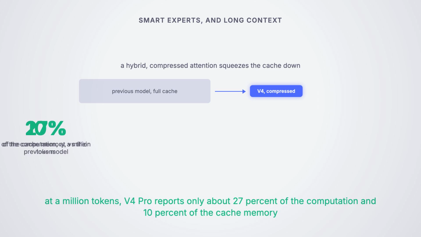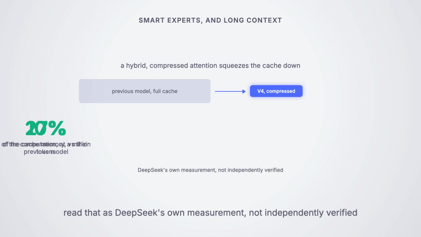DeepSeek reports that at a million tokens, V4 Pro uses only around 27% of the per-token computation and 10% of the cache memory of their previous model. Read that as DeepSeek's own measurement, not independently verified.